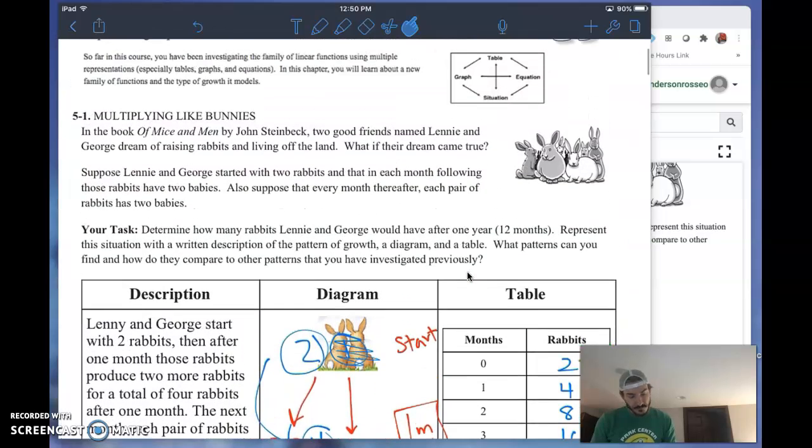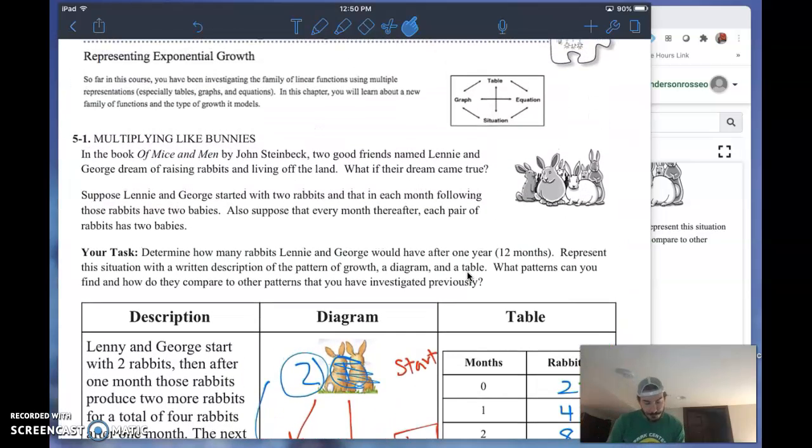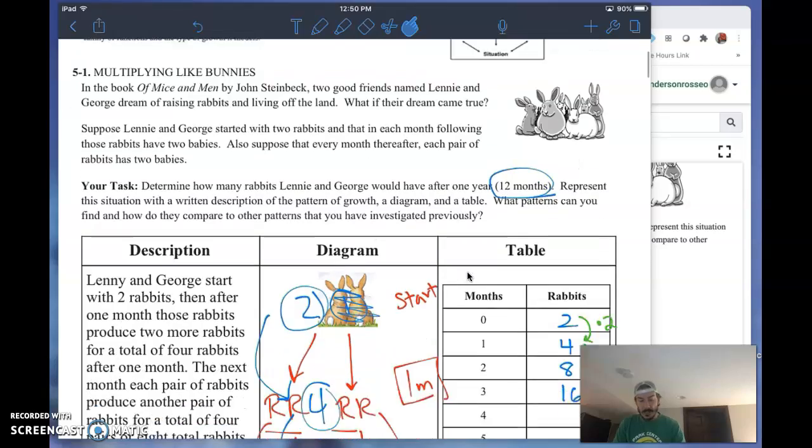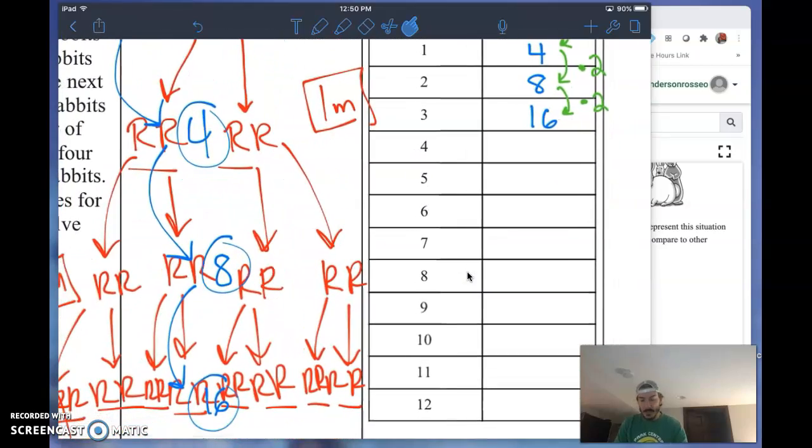So I'm going to complete my table, because remember, my long-term goal here is to figure out how many rabbits George and Lenny have after a calendar year, after 12 months. So we want to answer that, and then we're going to re-investigate all 3 of these things and see which one is the best for answering this kind of question. So here I go. If I continue to double, and maybe you want to have your handy cell phone calculator here, 16 times 2 is 32. Then times 2, 64. Then times 2 is 128.